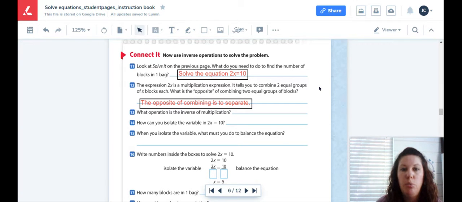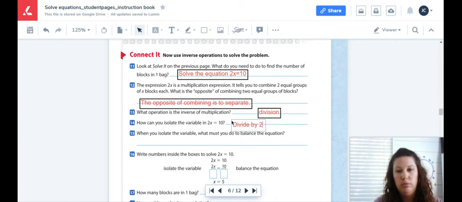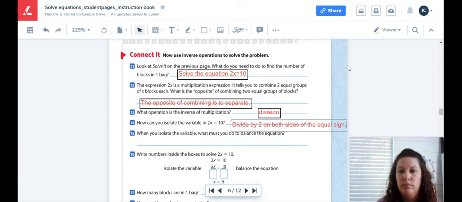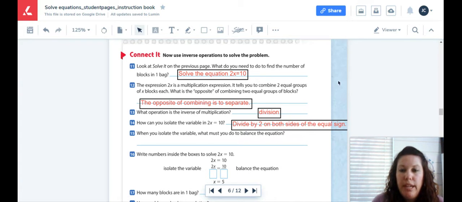So that brings us to the next question. What operation is the inverse of multiplication? We're looking for the inverse operation here of multiplication. What's the inverse operation? Division. So how can you isolate the variable in 2x equals 10? Remember, we want to get x by itself. So we have to divide by 2 on both sides of the equal sign. We divided by 2 because that's the number in front of the x. And when we do that, we get 1, and 1x is the same thing as just x.